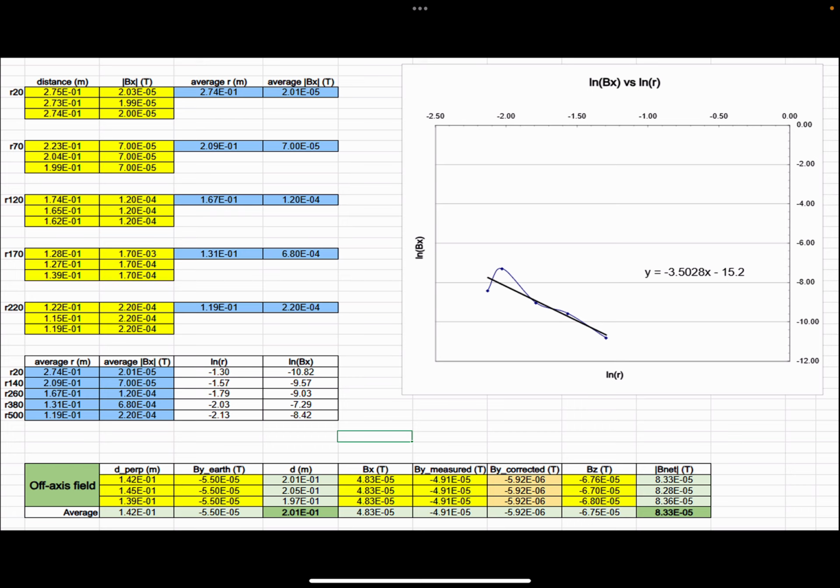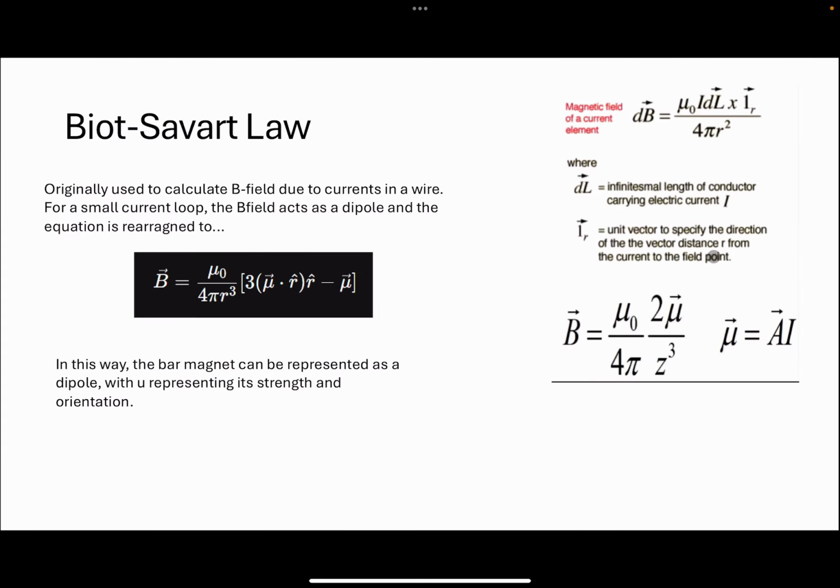There's a lot of different points, and I'm not going to go into those, but the overarching theme is that we're plotting the magnetic field on this y-axis due to position on this x-axis, and there's this negative correlation because the farther you are from a magnet, the less strength the magnetic field has. And it's very important to note this y-intercept right here, this negative 15.2. That'll come in handy later.